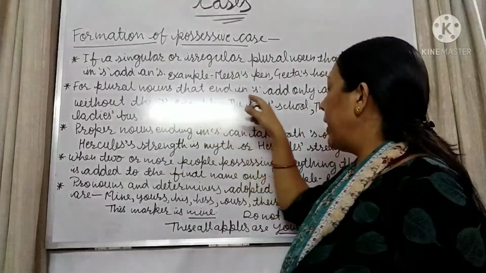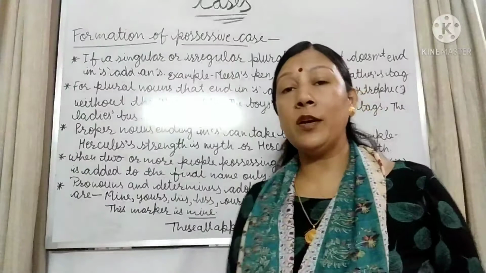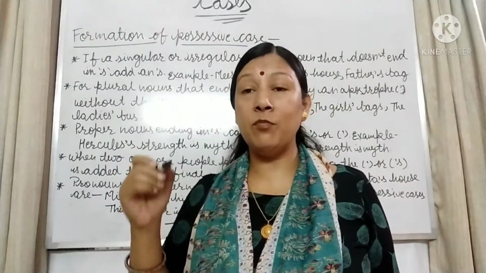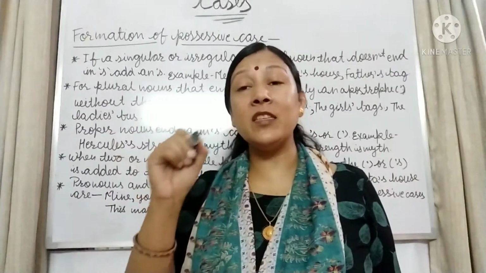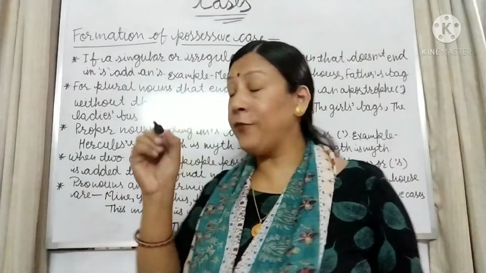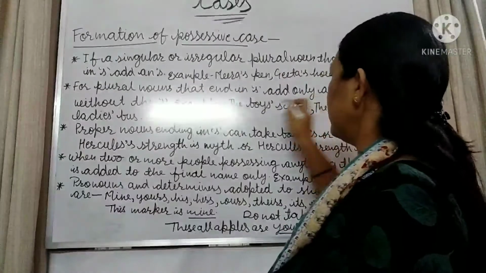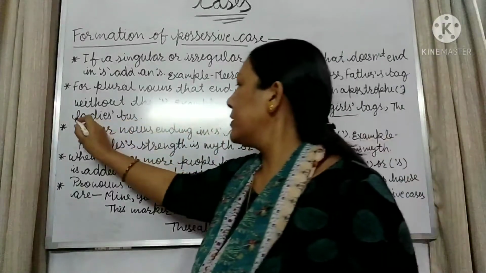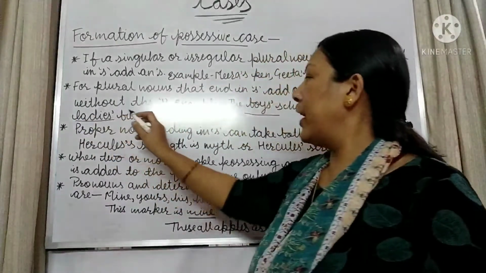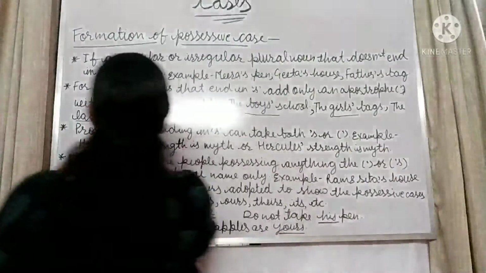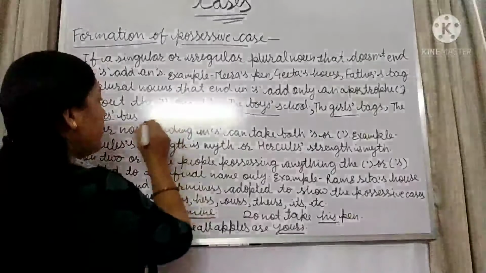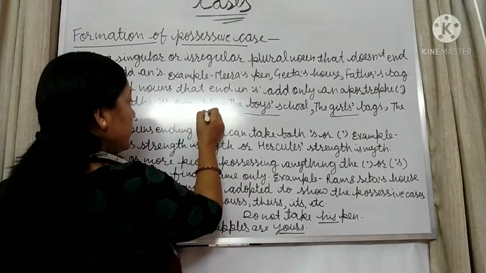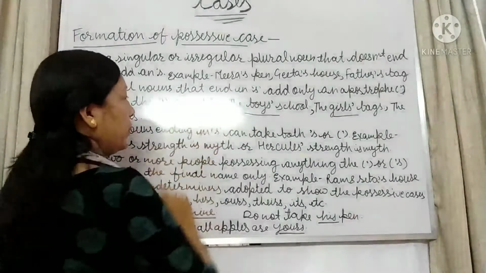For plural nouns ending with s, whenever you see a plural noun that ends with s, what do we have to do? We need not add apostrophe s. We will just write the apostrophe right here. You can say boys', girls', ladies'. We haven't written another s here, because these words already end with s. Boys ends with s, so we just add an apostrophe here.